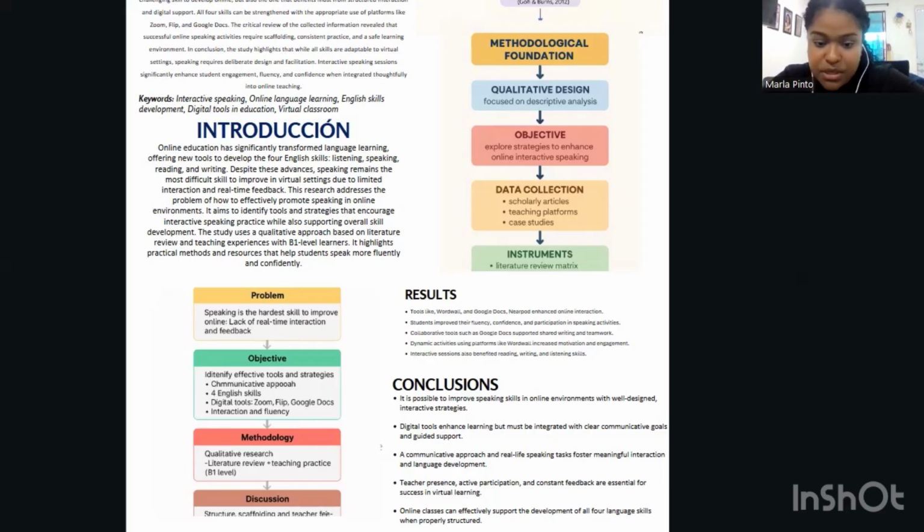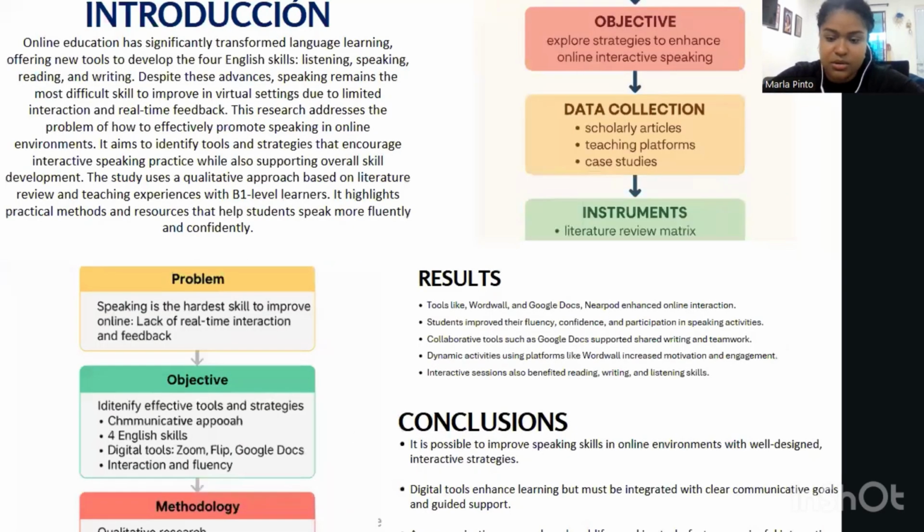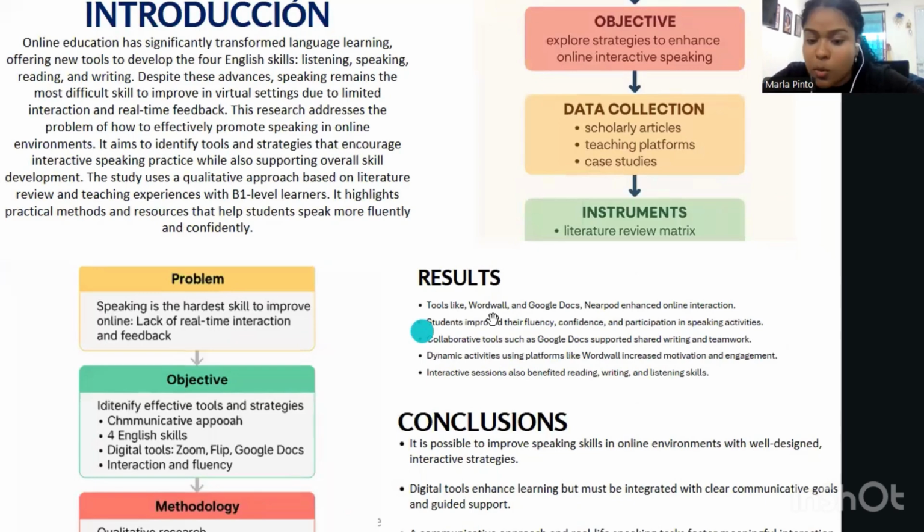Number two, students improve their fluency, confidence, and participation in speaking sessions and also in speaking activities.